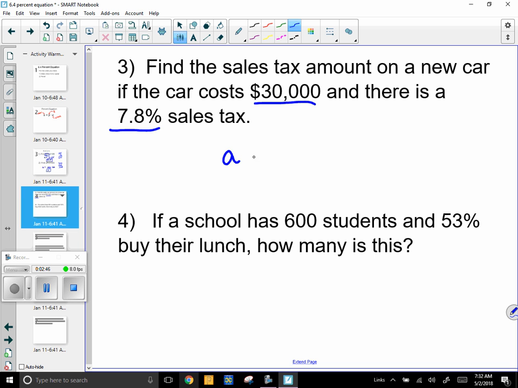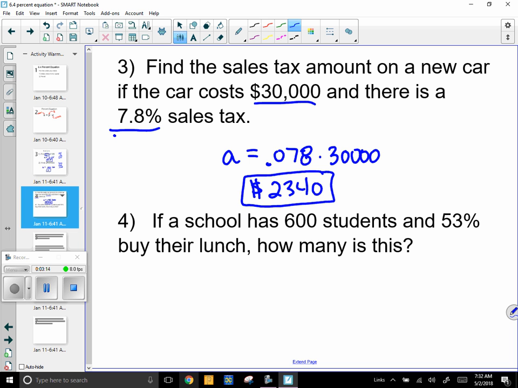All right, so it's the same as the last slide. We're going to do 0.078 times 30,000. And just to save a little time, I'm going to go ahead and cheat and get my calculator out and do 30,000 times 0.078. And that is 2,340. So on a normal car, you're going to pay an extra $2,340 in tax. 7.8% is a pretty average tax. So this is a pretty normal real life question. You're going to pay that much more for a car just for tax.